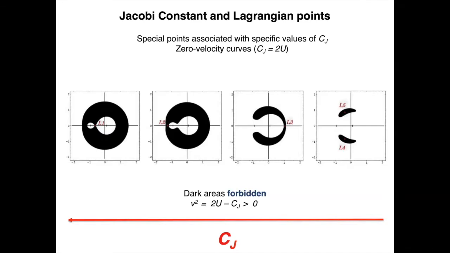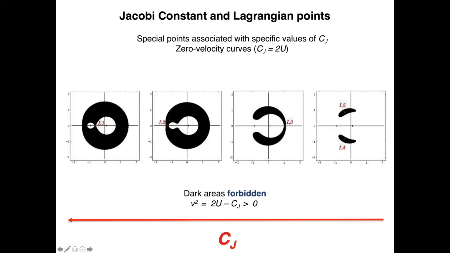So the usefulness of the Jacobi constant can be appreciated if we consider the locations where the velocity of the particle is zero. In this case, you have the Jacobi constant equal to twice u. This equation defines a set of surfaces for particular values of the Jacobi constant. These are known as the zero velocity surfaces. For instance, here you have a set of different zero velocity surfaces. In here you have this surface, this one, and the outer one here.